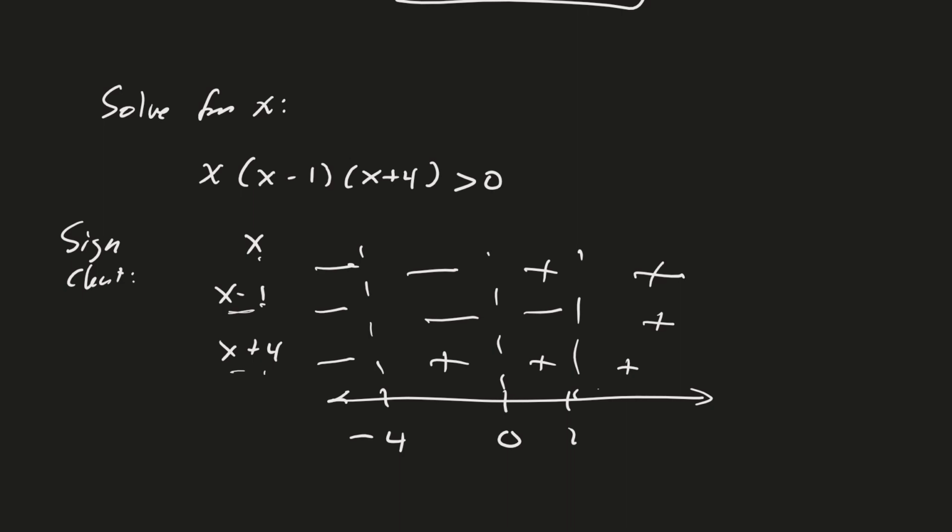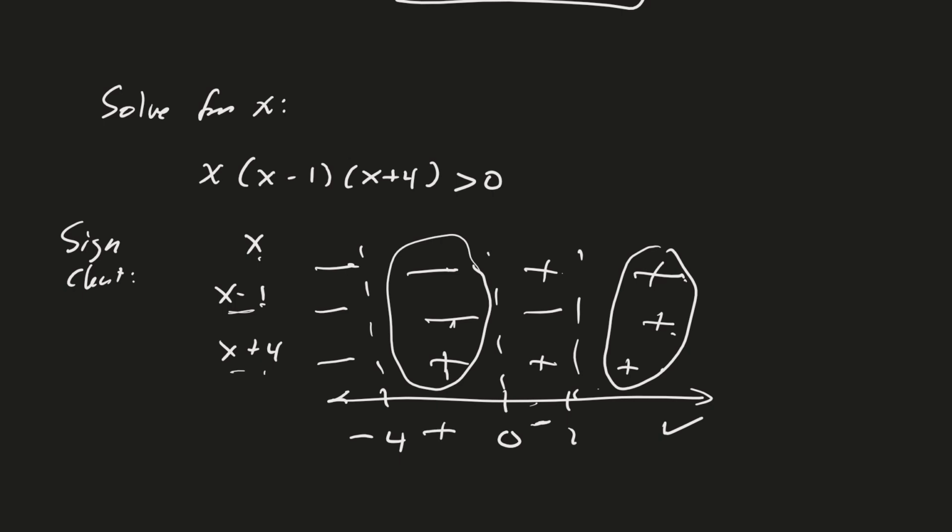Because now if we multiply these three numbers together over here, that would be positive times positive times positive, which is positive. And so this is a good region. If I am in this region, I multiply positive times negative. That our product is negative. And then here, it's going to be negative times positive. So that's positive. And so that's part of my solution as well. So this is my solution.